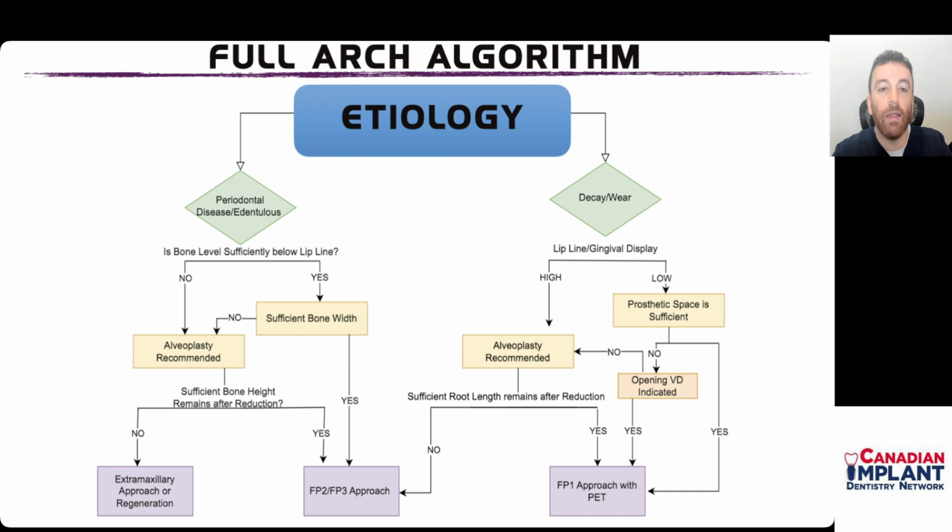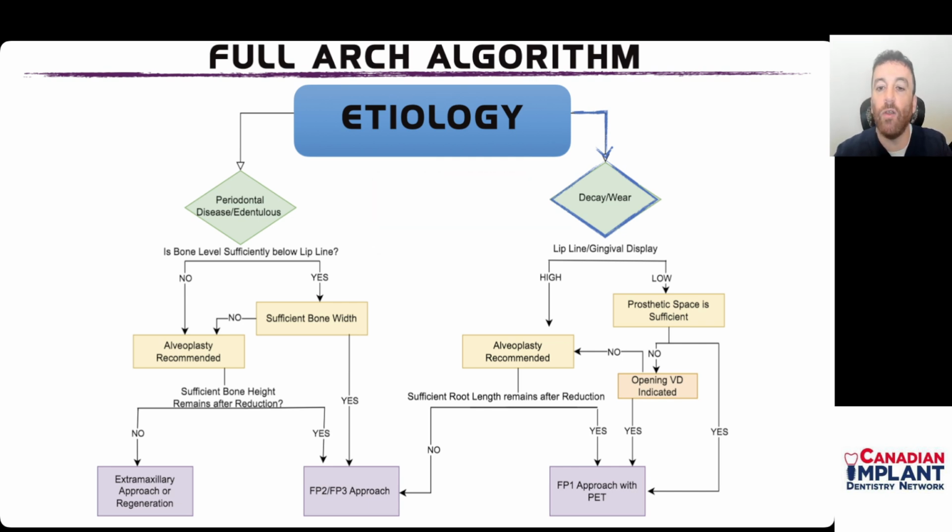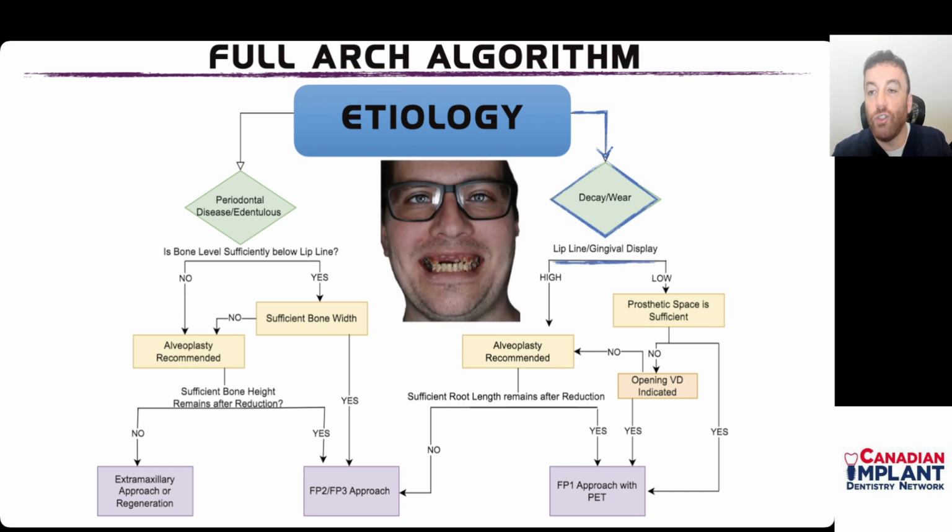So let's look at case 2, decay and wear. So on Mark, when we take a picture, we can see that Mark is a decay and wear patient. We need to look again at lip line and gingival display. For Mark, lip line and gingival display is high. We need to perform alveoplasty in order to correct that.